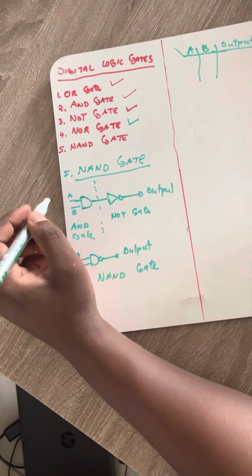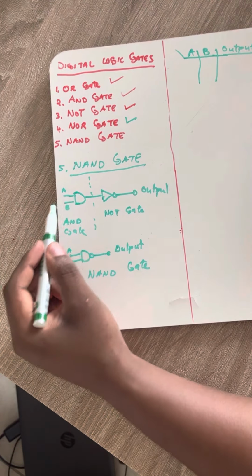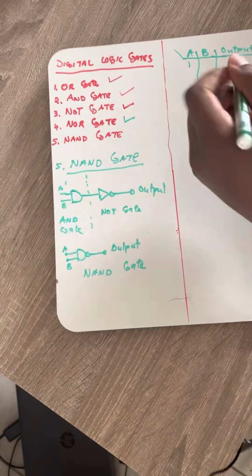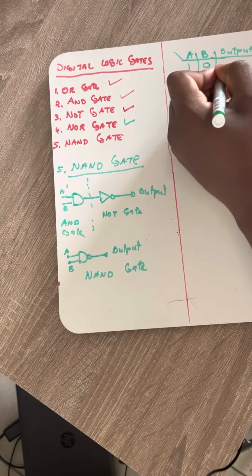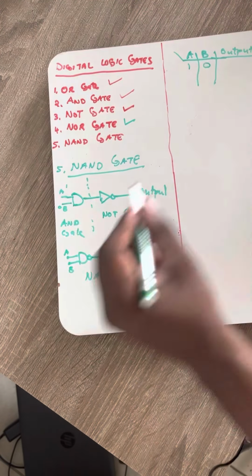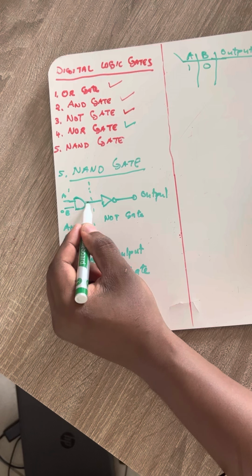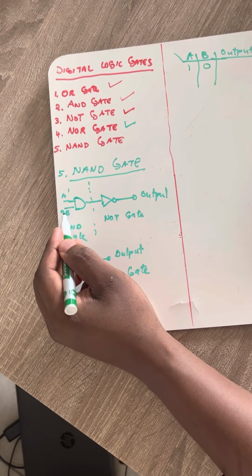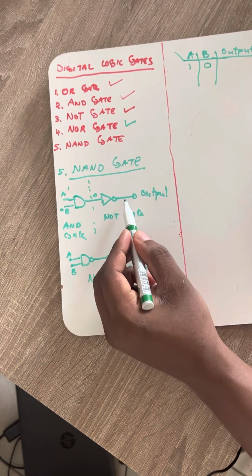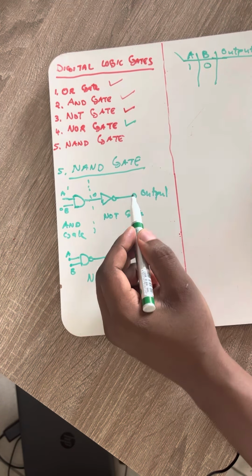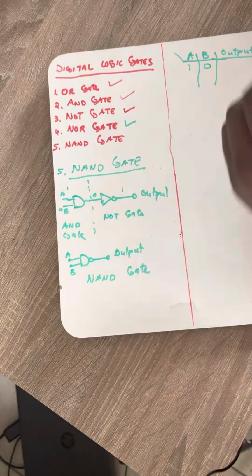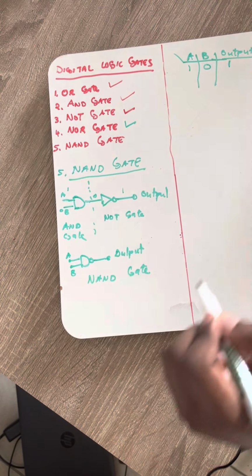So let's start on this. Let's say our A is 1 and our B is 0. So what will be the output here? It's 1 times 0. Our output here is going to be 0. What will be our output here? It's going to be the inverse of 0, so it's going to be 1. So on this condition, it's going to be 1, right?